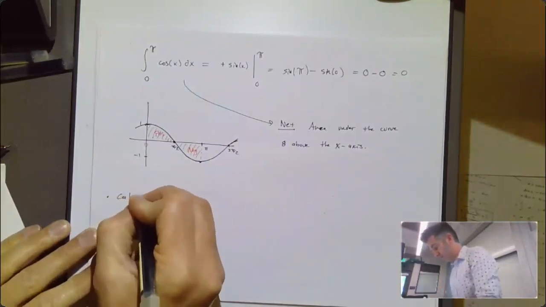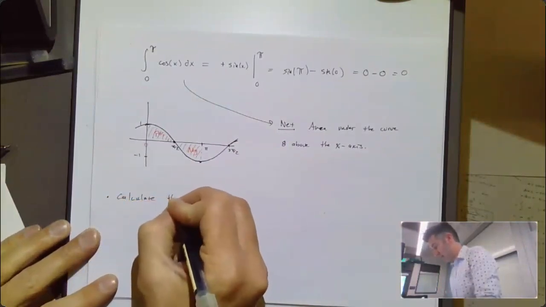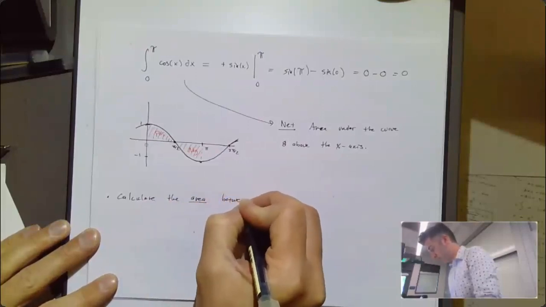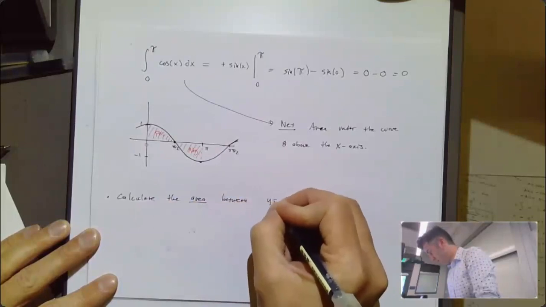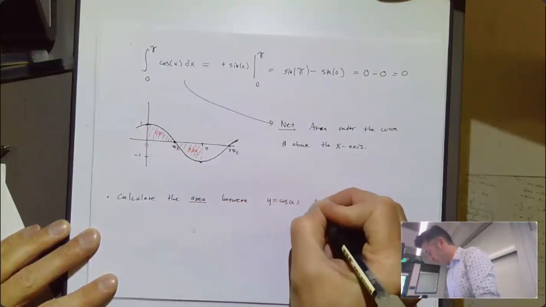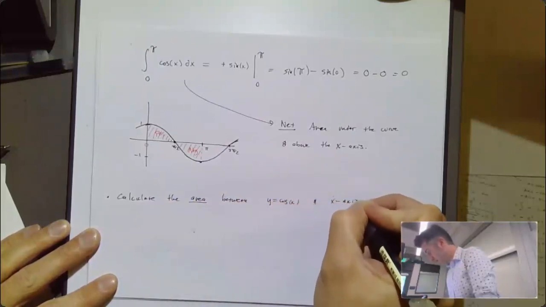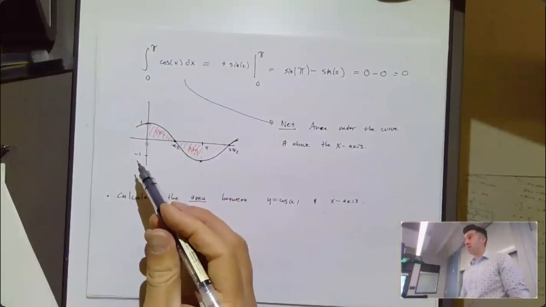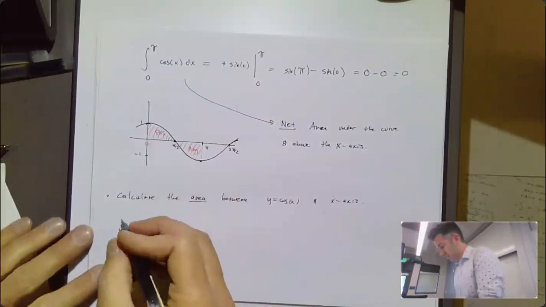On the other hand, if someone said differently, calculate the area between y equal to cosine of x and the x-axis, then we need to calculate these two things separately and add them together. So we want to calculate this.